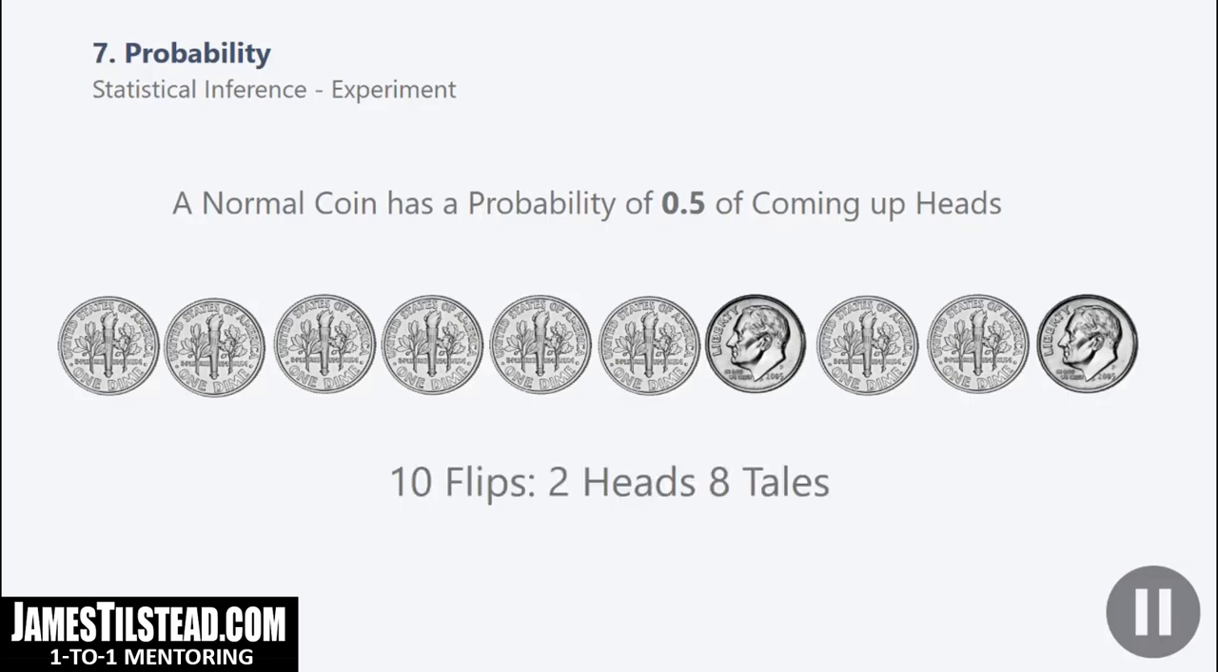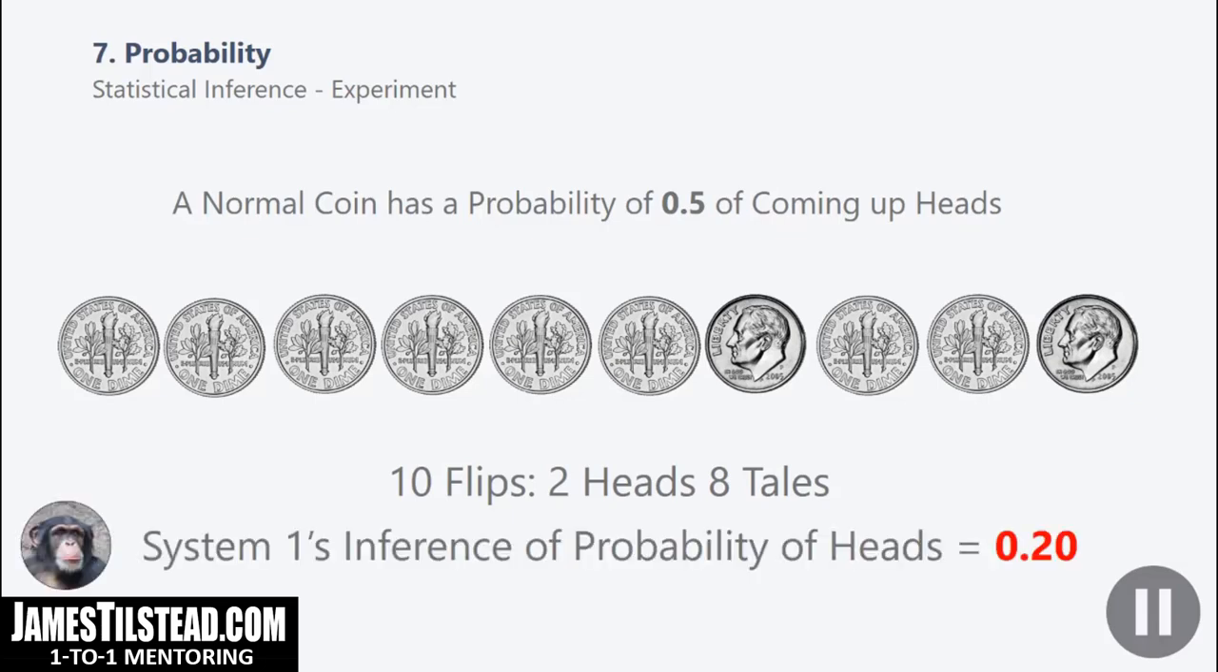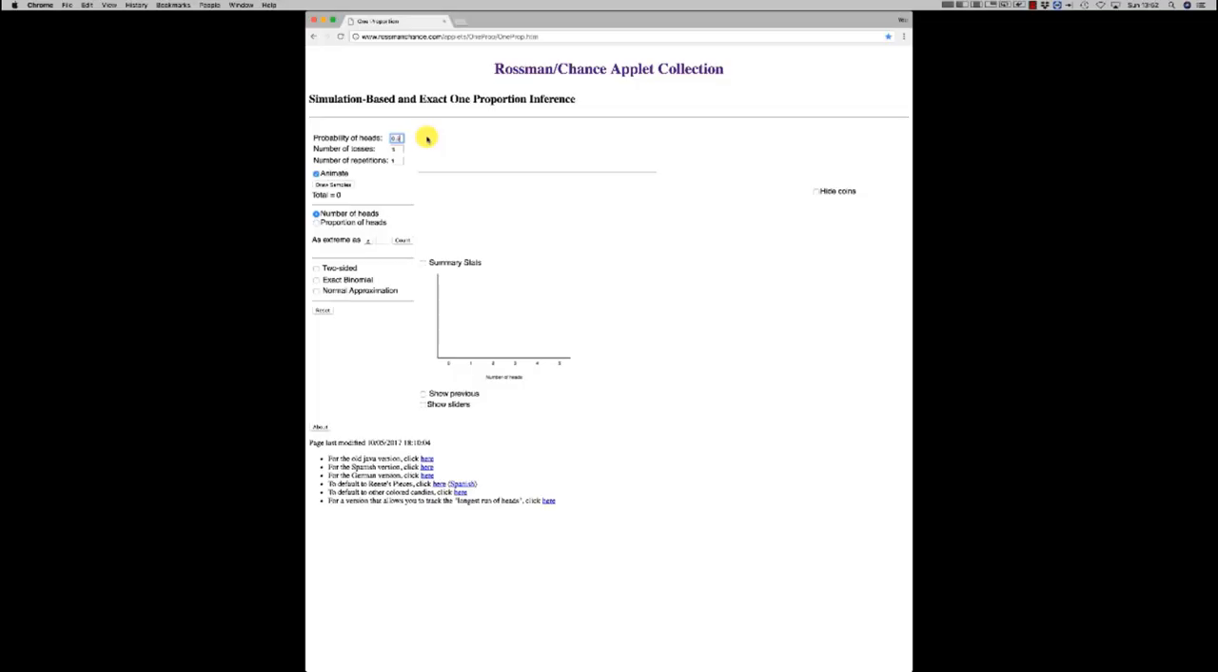So System 1's inference when looking at this run in isolation is now 0.2. Of course, this inference is overridden because you knew at the outset that this is 50-50, and despite what the short-term results might be telling you, the inference is wrong. And eventually, if you kept going and added all of these scores up, it would get closer and closer to 50-50. Now, let me show you that in action.